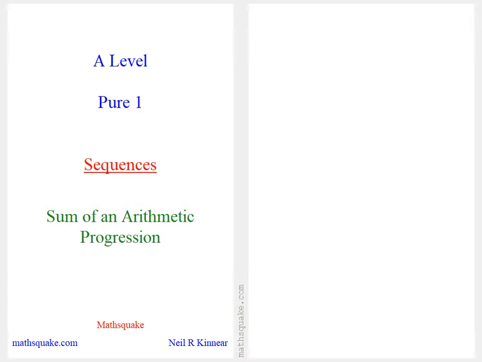A-level, Pure 1, Sequences. The sum of an arithmetic progression. Let's see how we can find the sum of the terms of an arithmetic progression. If we add together the terms in a sequence, we call the result a series.